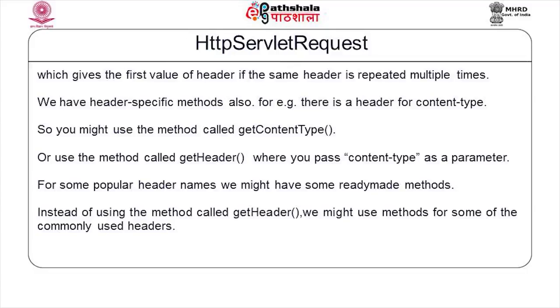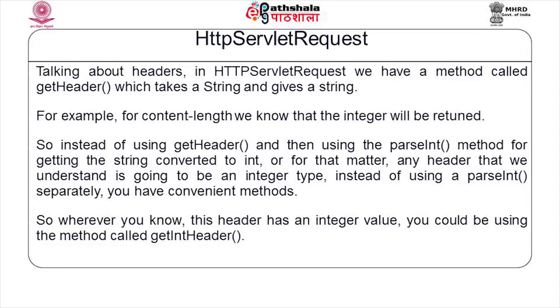We even have methods for some of the commonly used headers. We might have header-specific methods. For example, there is a header for the content type. You might use the method called getContentType straight away, or you use the method called getHeader where you pass content type as a parameter. So for some popular header names, we might have ready-made methods instead of using getHeader and passing the name of a header. There might be a few for some of the commonly used headers, we may have a convenient method in our HttpServletRequest.